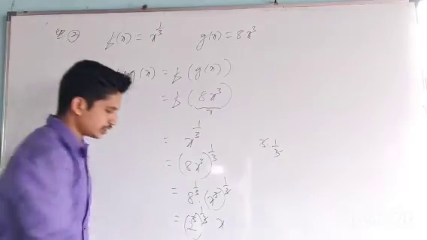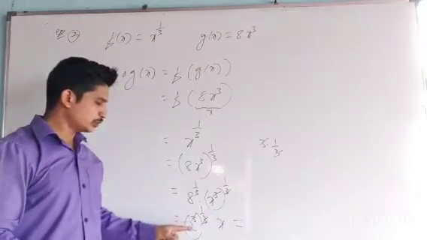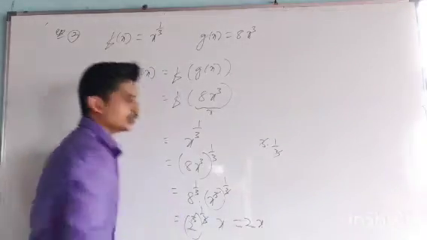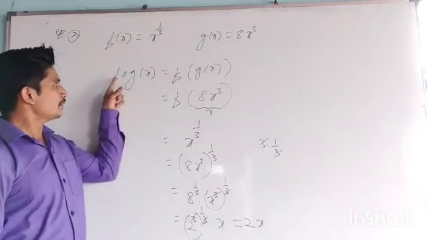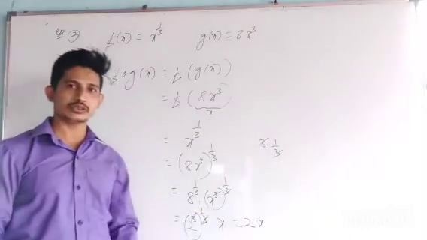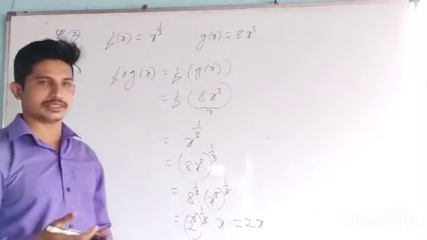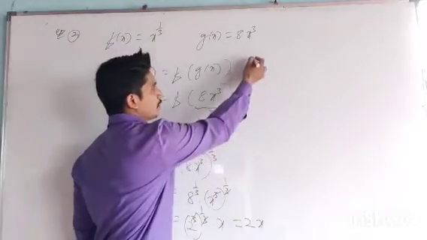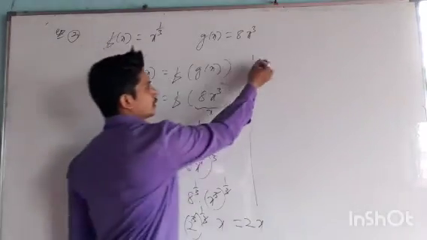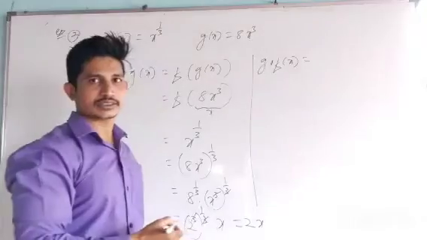Clear? Yes? So see here, I'll write again: 2 raised to 1 is 2, and x. So f composition g of x is 2x. We got the answer 2x. Now let's see g composition f of x. So f composition g is over; let's solve g composition f of x.